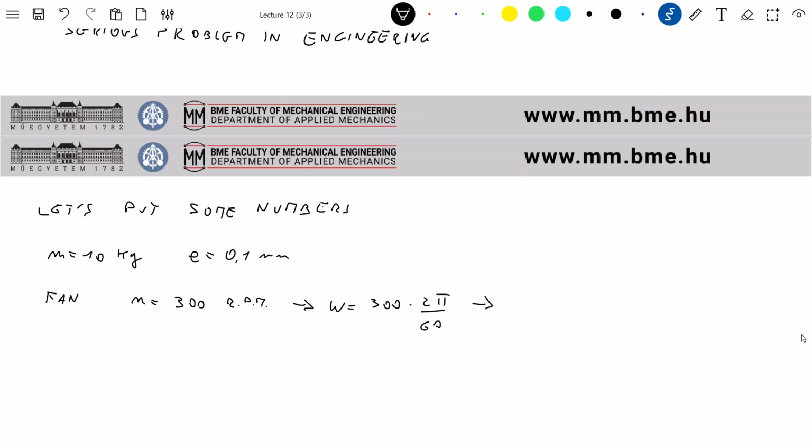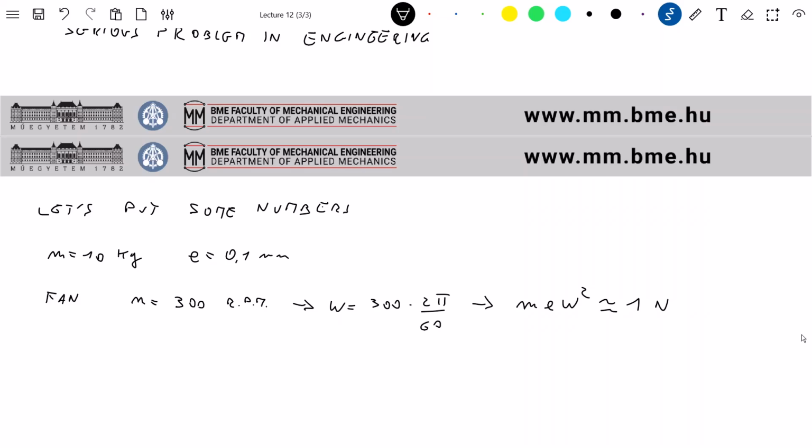If you do the calculation, m times e times omega squared is almost equal to 1 Newton. 1 Newton is nothing, because the static weight of this is 10 kilograms. 1 Newton is 0.1 kilograms in terms of weight, as if generated by a mass of 0.1 kilograms. So this is really not a problem, because the support can keep 10 kilograms, and it should keep 10.1 kilograms.